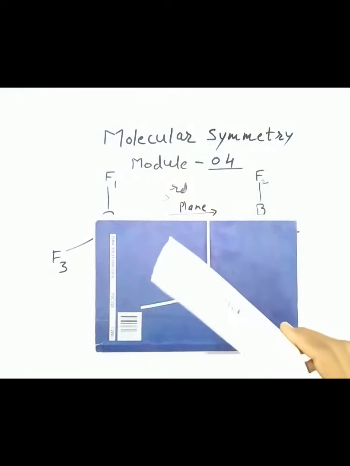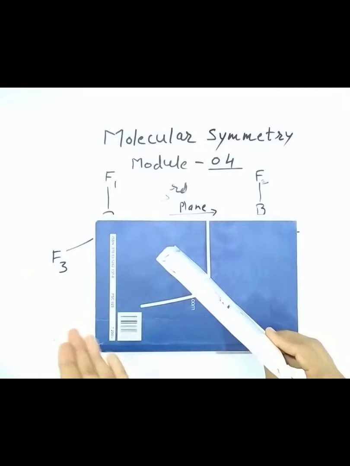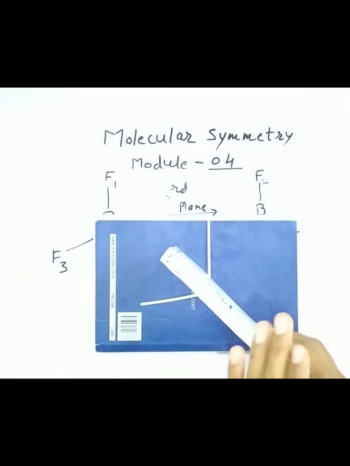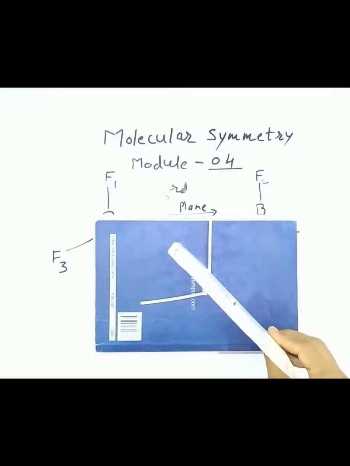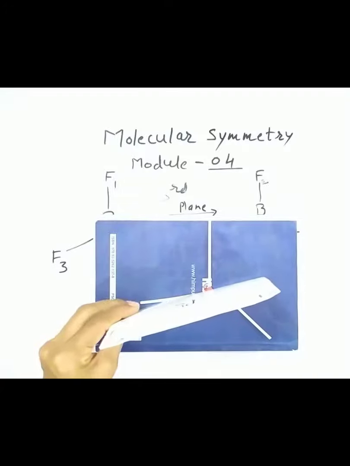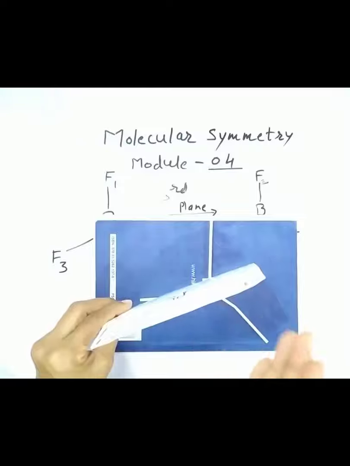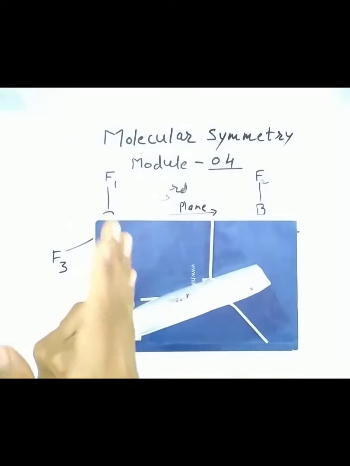Secondly, I am passing the mirror plane like this. Are you getting the same reflection on either side of the mirror? Yes, which means the mirror plane can be passed like this also. And third way, I can pass the mirror plane like this. Now also we are getting the same reflection on either side of the mirror.